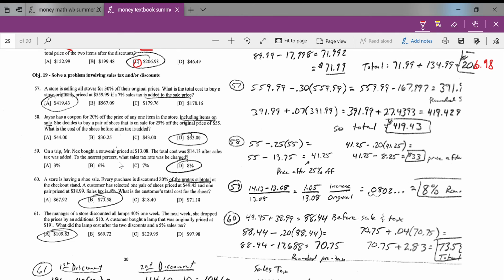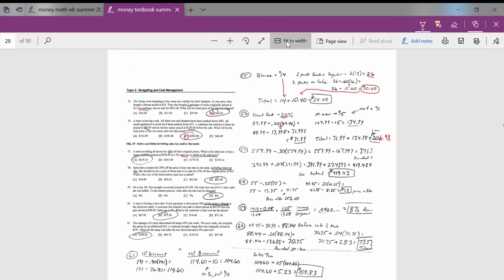Okay, so let's take a look at 57. Selling all stoves for 30% off the original prices. What is the total cost to buy a stove originally priced $559.99 if there's a 7% sales tax to be added to the sales price? Okay, so there's two things going on here. We have a sale and then we have a tax. Okay, we're going to do the sale first, and then you're going to be taxed at what you pay for. Okay, so we can cut off here again.